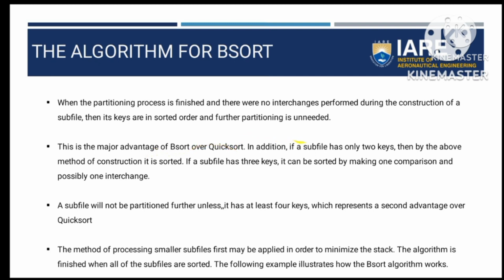In addition, if a subfile has only two keys, then by the above construction it is sorted. If the subfile has three keys, it can be sorted by making one comparison and possibly one interchange. A subfile will not be partitioned further unless it has at least four keys, which represents a second advantage over quicksort. Partitioning smaller subfiles first may be done in order to minimize the stack. The algorithm is finished when all the subfiles are sorted. The following examples illustrate how the B sort algorithm works.